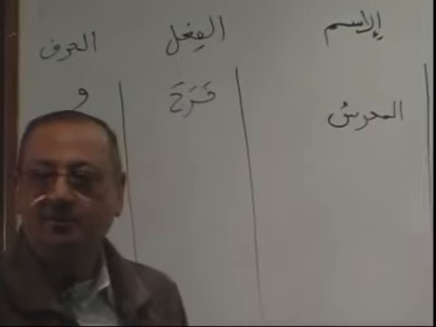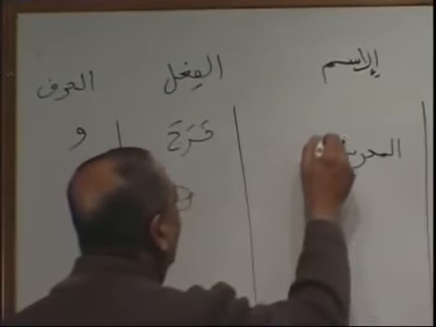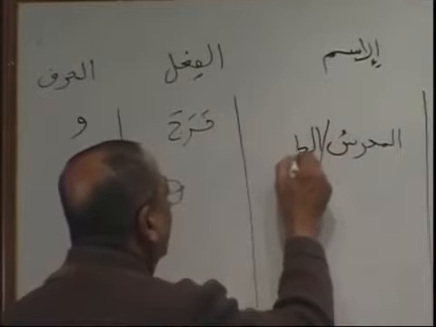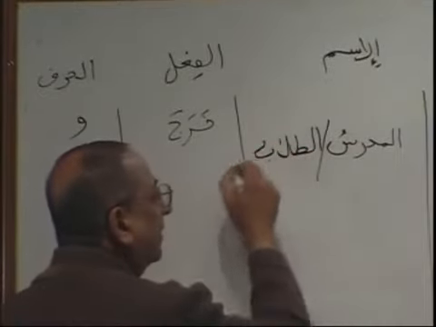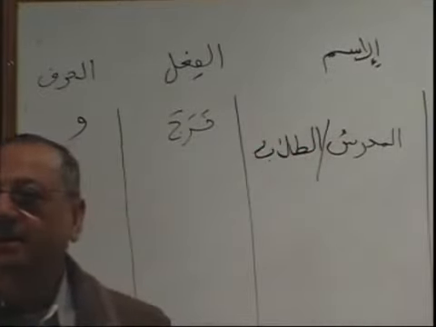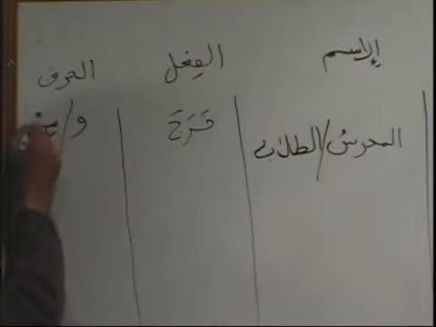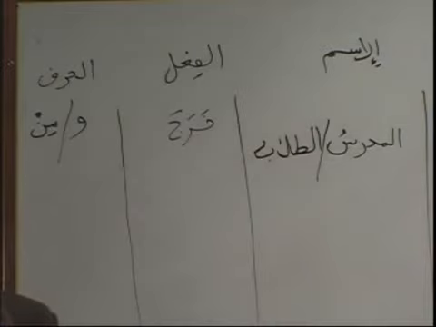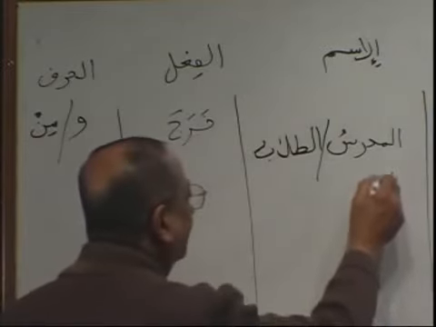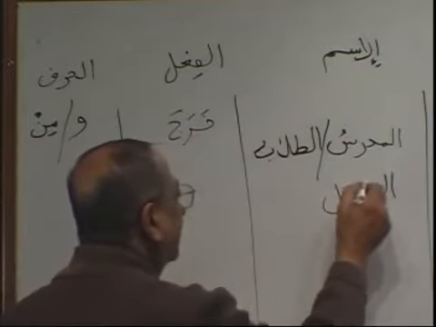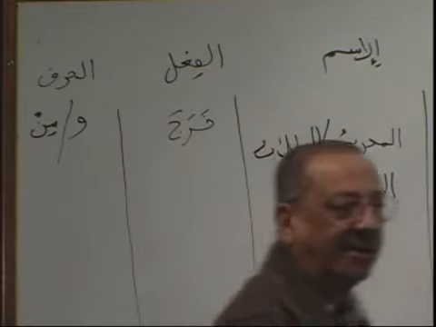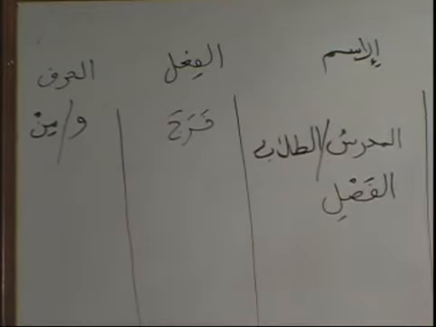And what is waw? Harf. So I will put waw here. Are you with me? And what is at-tullabu? Ism. So I'll put tullabu here. And what is min? Harf. I'll put min here. And what is al-fasl? Ism. This is the way you'll try to do it. We have never done this before.